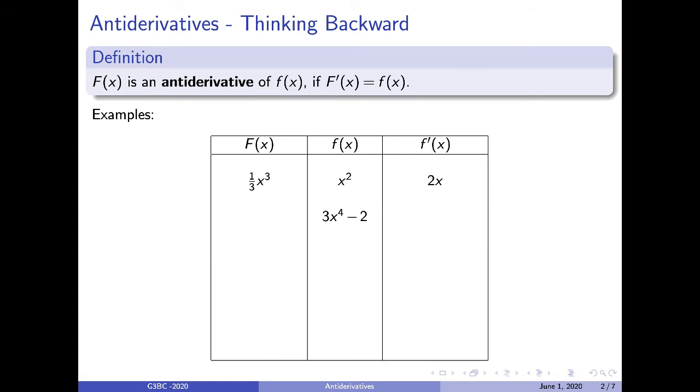Here's another example. Stop the video here and compute f prime and capital F. Really, do it. We need to read the -2 as -2 times x to the power of 0. Then we can increase the exponent by 1. And if we have a coefficient in front of the power, like here, then we just divide it by the new exponent 5.